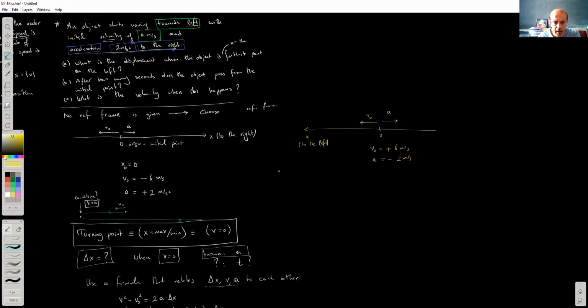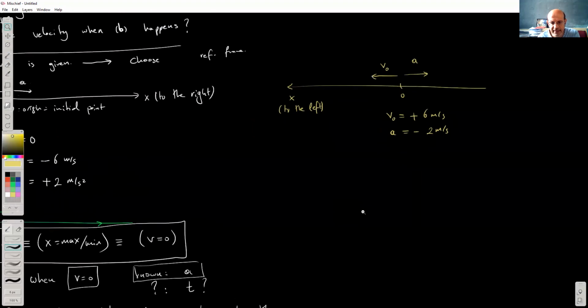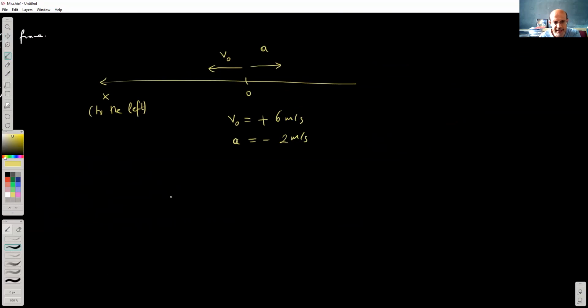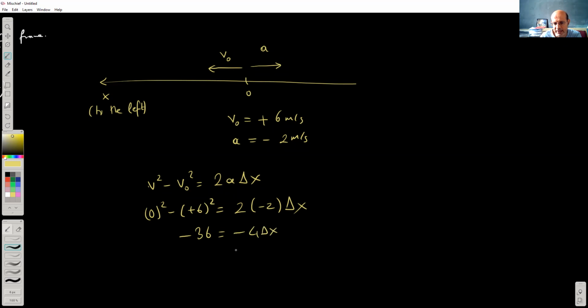Just keep this in mind. So again, I'll concentrate on this. How do I solve this? I'm going to use the same equation: v squared minus v0 squared is equal to 2a delta x. The final velocity is 0. Initial velocity is +6. Acceleration was -2. As a result, we get -36 on the left-hand side and -4 delta x on the right-hand side. And the displacement is +9 meters.